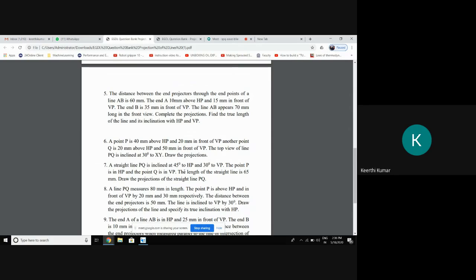True length in VP, HP is supposed to be same. And the ends of A dash and A and B dash and B are supposed to be on the same vertical line. That is called end projectors. Then your solution will be correct.